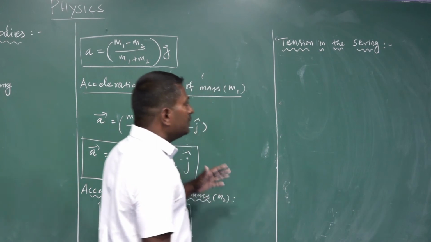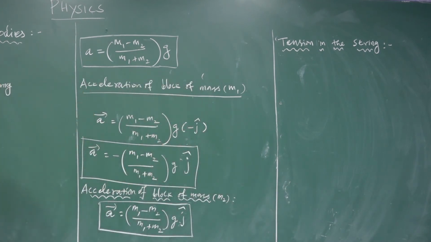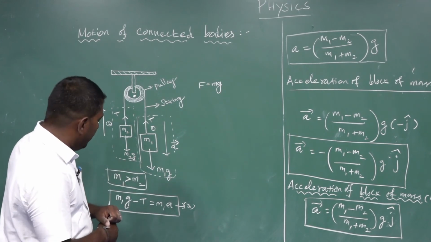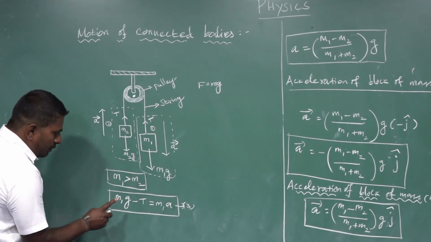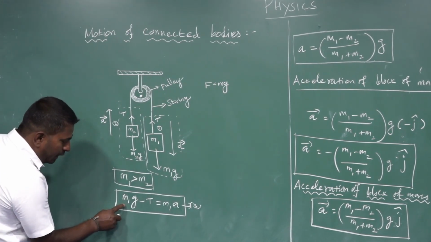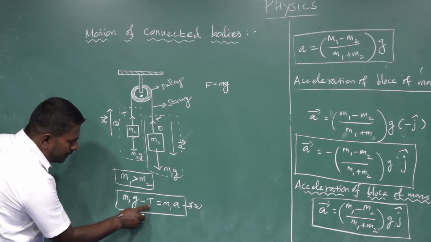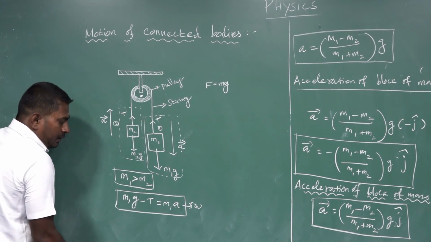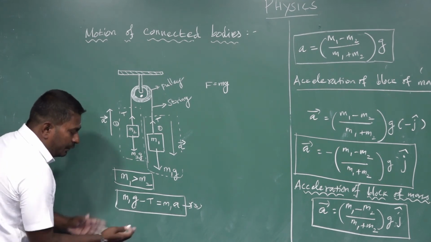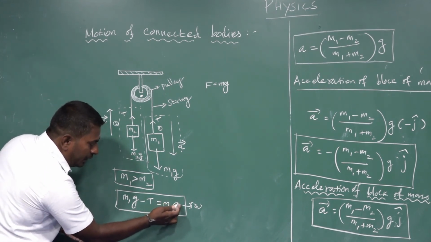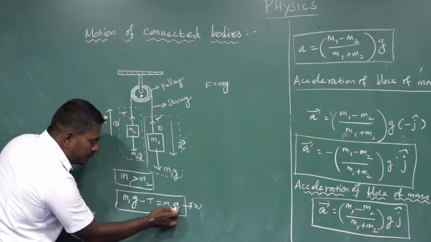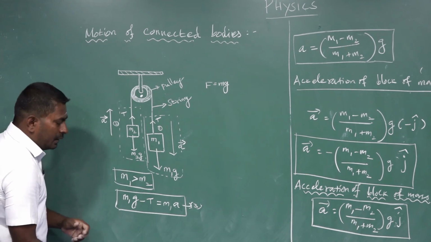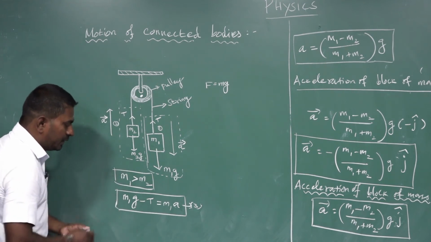How to calculate tension produced in the string? We choose any one equation. See equation 3, m1 into g minus T, which is equal to m1 into a. From this equation, we substitute the acceleration of the two-block system, and we get the tension produced in the string. We choose equation 3.